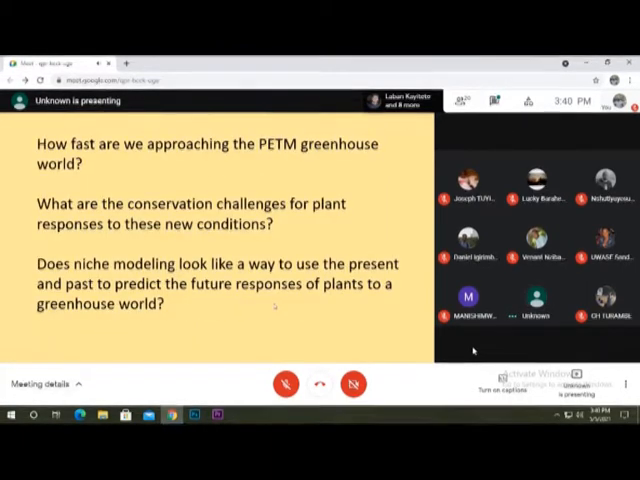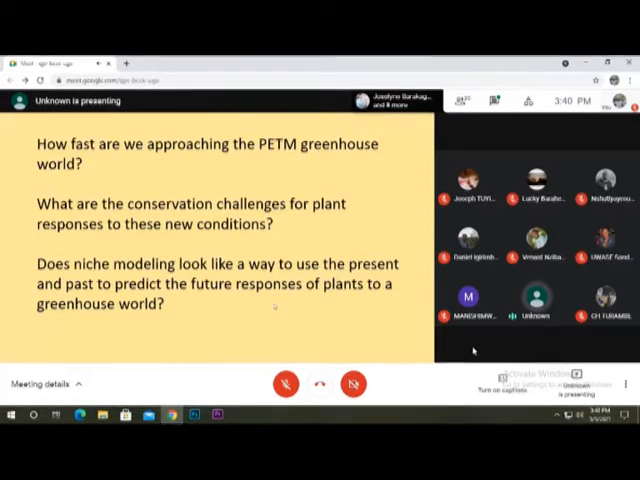For us, understanding how fast we are approaching the PETM greenhouse world, what are the conservation challenges for plant responses to these new conditions? So what are the plants doing? How are they going to respond? We have to go way back in time to have an idea of what can happen. So we have to go back to the past and look at these fossil floras and the forms of the leaves to understand what could potentially happen to floras today.